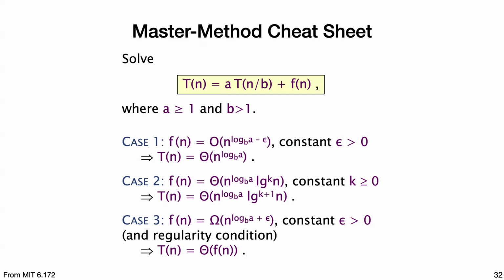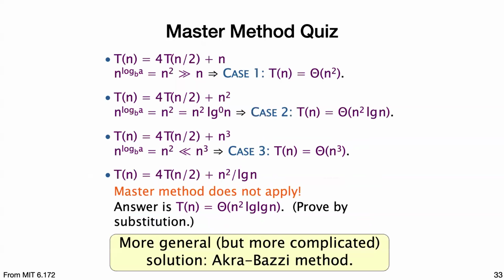You have f of n, and you have n to the log base b of a. And so you just compare them, and if they're off by log factors, then you know what k is. Questions on that part?